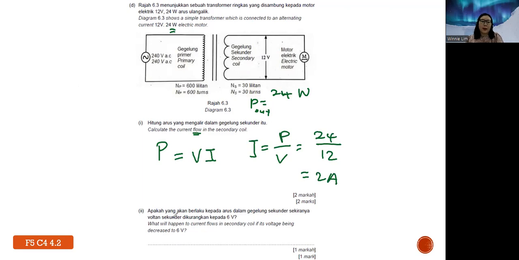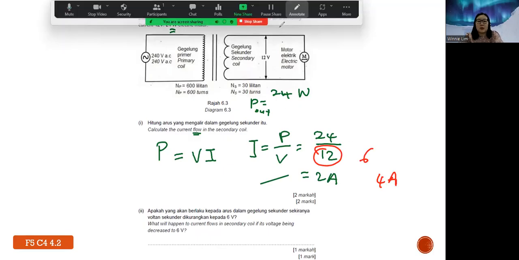Now, next, what will happen to the current that flows in the secondary coil if the voltage is decreased to 6? You can predict the idea: 12 becomes 6 volts, so it becomes 4 ampere, right? That's why you can just say the current increases.